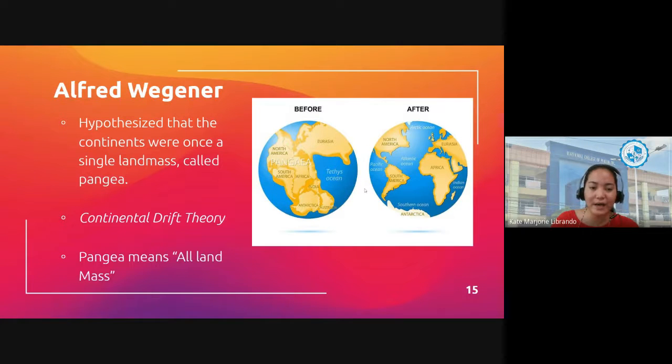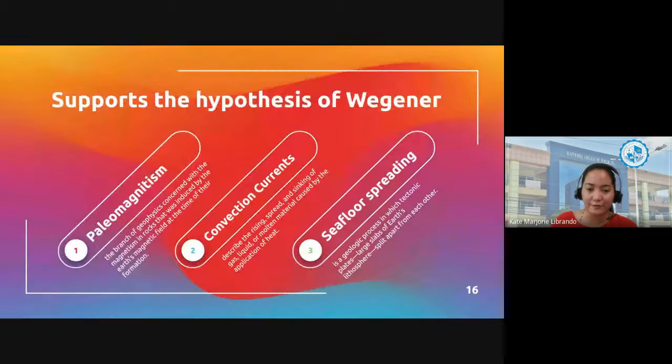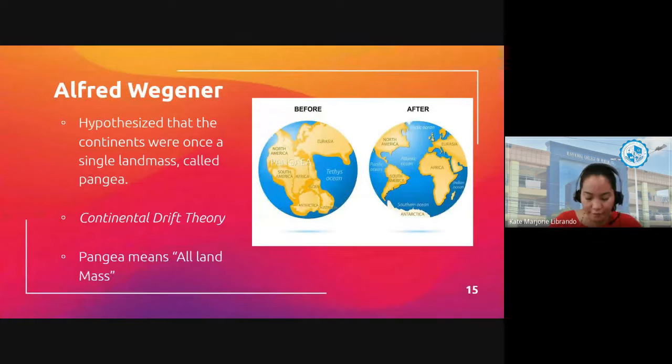South America and Africa serve as a basis for Alfred Wegener's hypothesis on the continental drift theory, because he observed that there are some fossils that can be found in Africa that can also be found in South America. The same goes for South America: fossils found there can also be found in Africa. As time went by, the theory of continental drift was not accepted by the scientific community due to the lack of evidence.